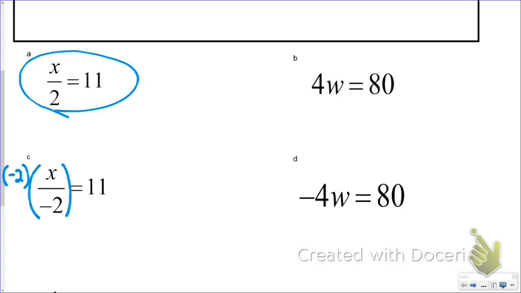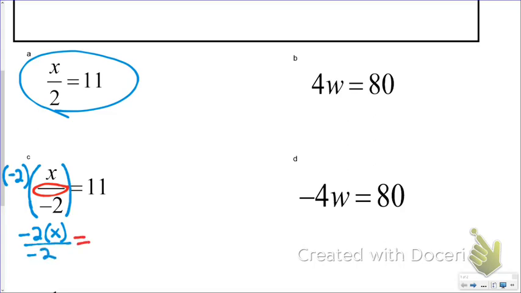A common mistake that students will make is they will want to do the opposite of the sign. But remember, we're trying to do the opposite of the operation, not the sign. So a lot of kids would multiply both sides by +2. We don't want to do that. We want to multiply both sides by -2 because this is a -2. So basically what we have is -2 times x, and that whole thing is being divided by -2.